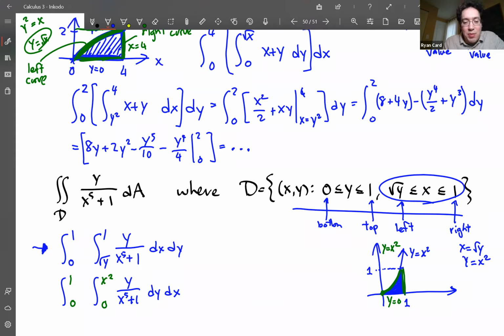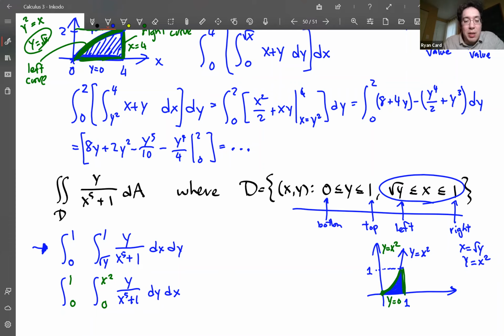But integrating 1 over x to the 5th plus 1, there's no technique that we learned in Calc 2 that allows you to solve this problem. There's no u substitution or table that you could use.